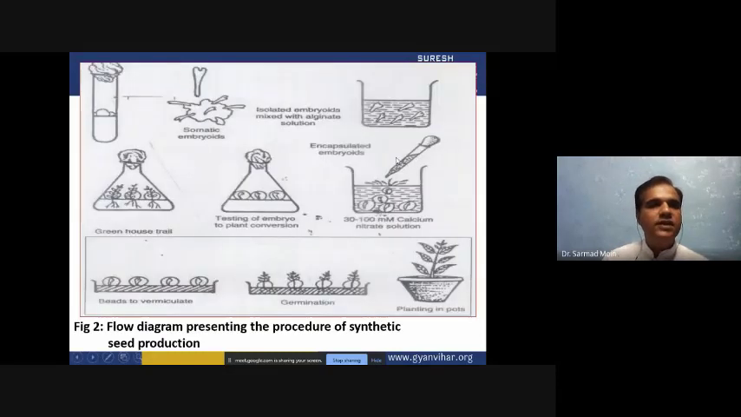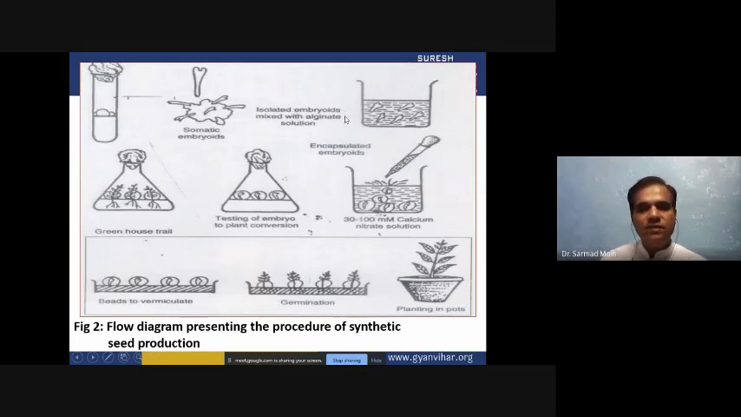Here in the flow diagram, you can understand how we produce the somatic embryos, and then how somatic embryos can be utilized to produce the synthetic seeds. If we have somatic cells, directly we can produce somatic embryogenesis, or we can produce callus, and these callus cells can be utilized to produce somatic embryos. So embryos produced directly or indirectly can be utilized to produce the synthetic seeds.